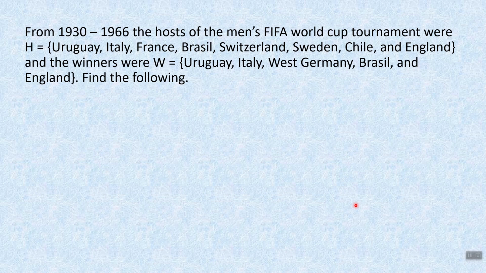From 1930 to 1966, the hosts of the Men's FIFA World Cup tournament are represented by the set H, which includes Uruguay, Italy, France, Brazil, Switzerland, Sweden, Chile, and England. And the winners were the set W, which includes Uruguay, Italy, West Germany, Brazil, and England. We're going to find the following: H union W, and we want to interpret its meaning.